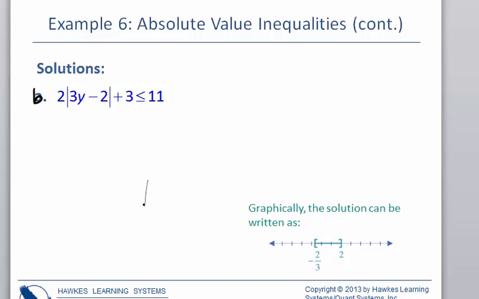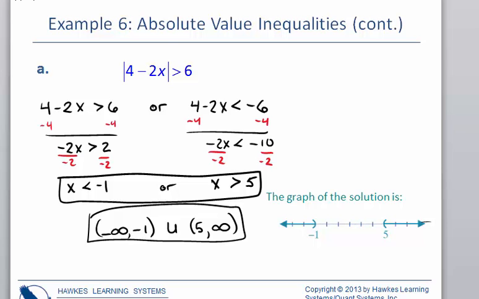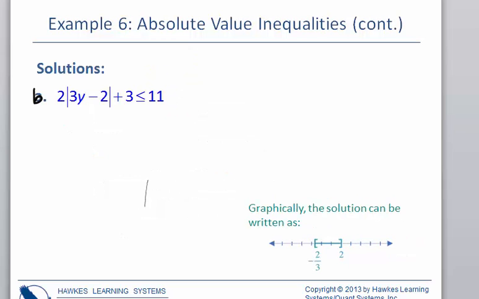And so in order to work this problem, we need to first isolate that absolute value so that it looks more like this problem that we started with here, where we had an absolute value and we had everything else on the other side. So let's see if we can do that. I'm going to subtract the 3 off. So it's going to give me 2 times the absolute value of 3y minus 2 is less than or equal to 8.